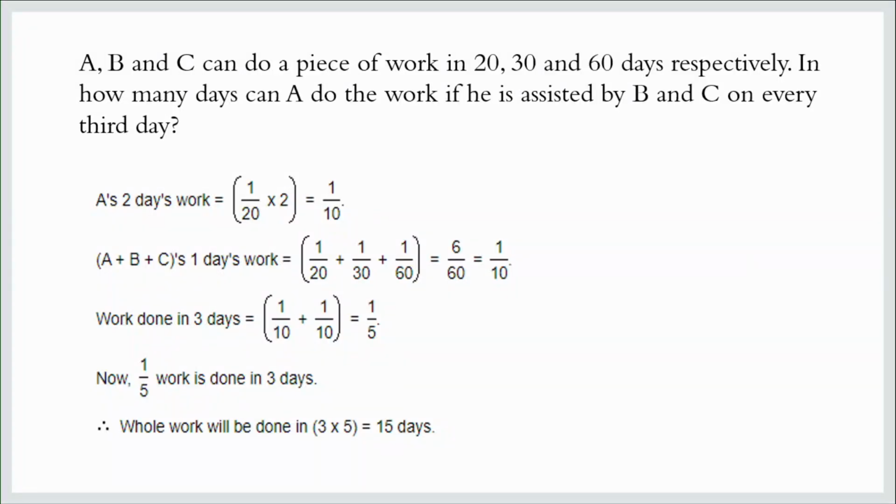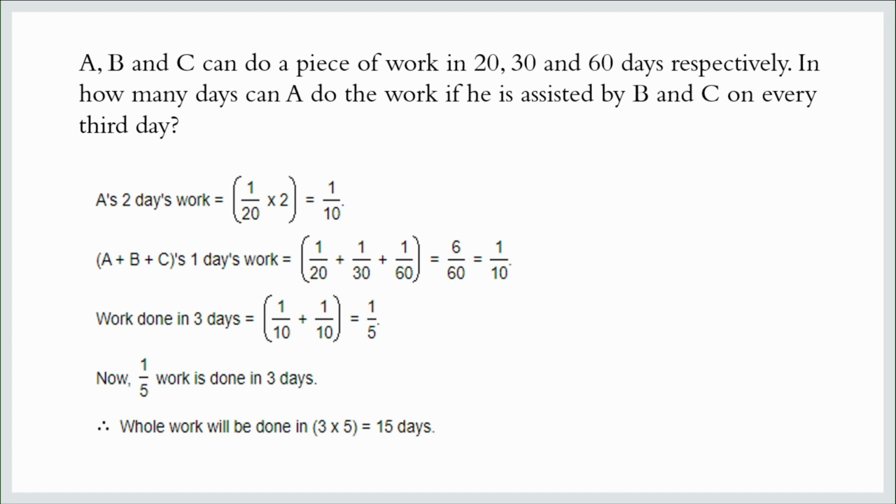A, B and C can do a piece of work in 20, 30 and 60 days respectively. In how many days can A do the work if he is assisted by B and C on every third day? This is a condition.